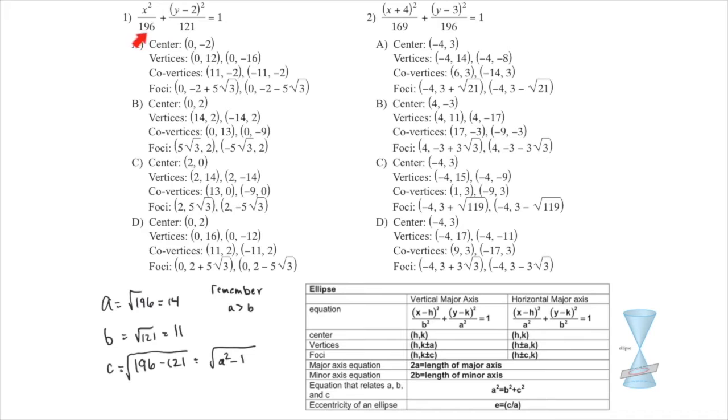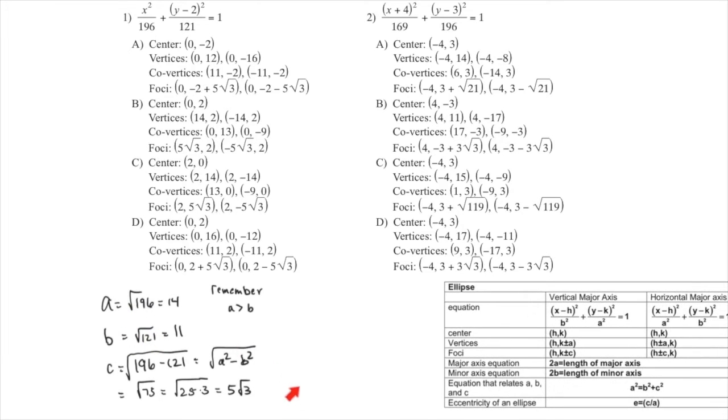Since A is bigger and it's under X, we're going to be using the horizontal major axis, right? So A is always the larger value. Always remember this. And if I go down, I can just take the square roots of those values. I can get A is 14, B is 11. Then, of course, I can use A squared minus B squared equals C squared. That is a little different format, so don't let that confuse you with what I'm using here. I've got it equal to C squared.